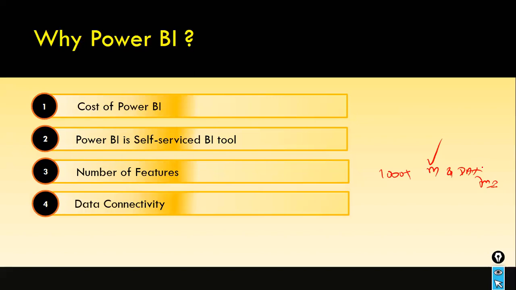And the next one is the data connectivity. You name any data source, it can connect to all types of data sources. For example, you want to connect to Oracle, you want to connect to CSV file, JSON file, or you want to connect to Hadoop. Yes, it is possible with Power BI.